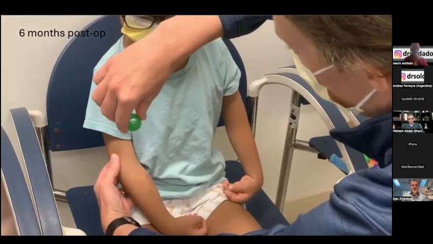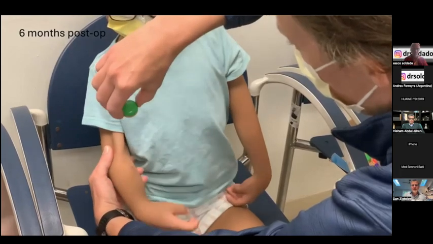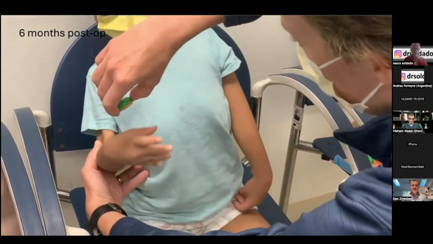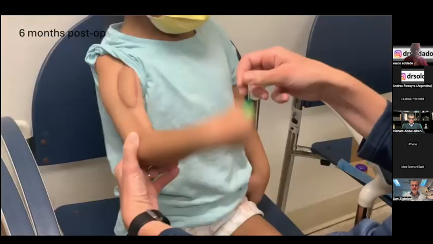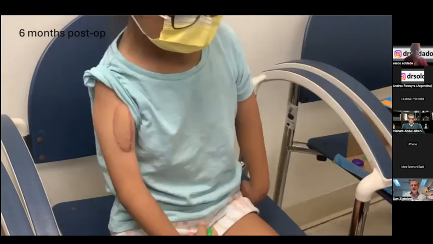Here's an example, 6 months post-op of our first gracilis transfer. This is a few years ago. And she's doing much, much better now, actually. But yes, you can see her still using her back. But then again, it was just 6 months post-op. She doesn't use her back anymore.